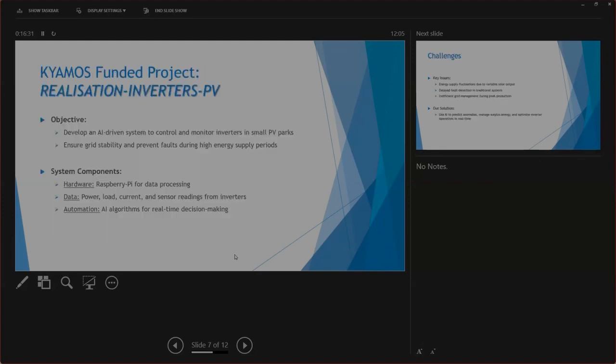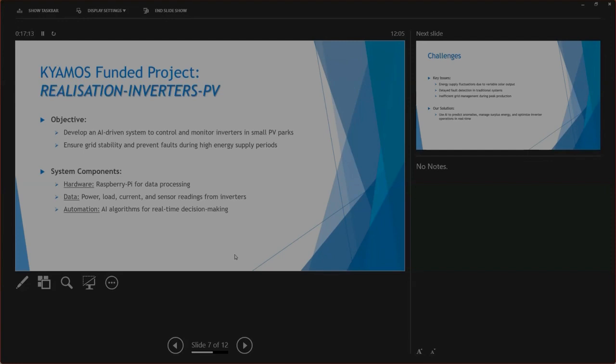So in this funded project, we want to develop an AI-driven system to control and monitor inverters in small PV parks. A simple schematic is the PV park, which is connected to the power grid through the inverter. And effectively, the inverter controls whether the park is connected to the grid or not. What we wish to do is to ensure grid stability and prevent faults during high energy supply periods.